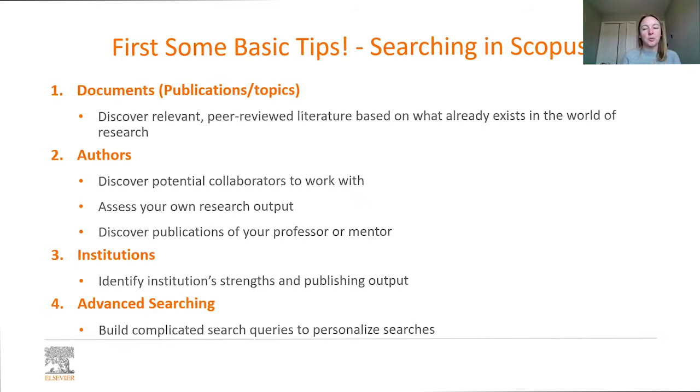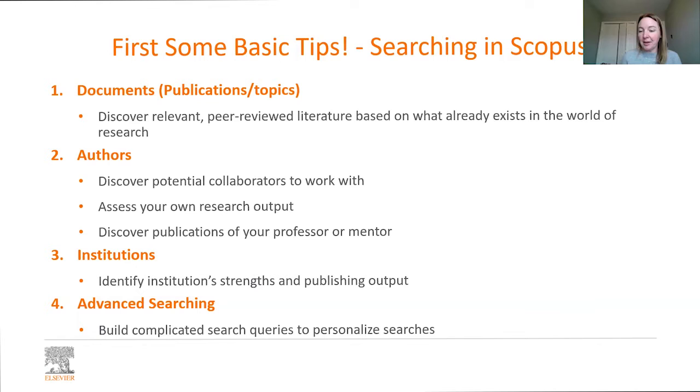All right. So I'm not going to spend a whole lot of time on this, but I just want to show you that it's here. In Scopus, you can search 3 different ways. You can search for a document, you can search for an author, you can search for an institution. And even though I just said you can search for 3 ways, we kind of have a 4th way. You can do advanced searching as well.